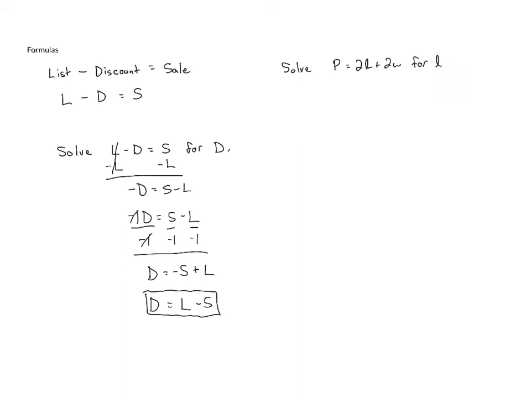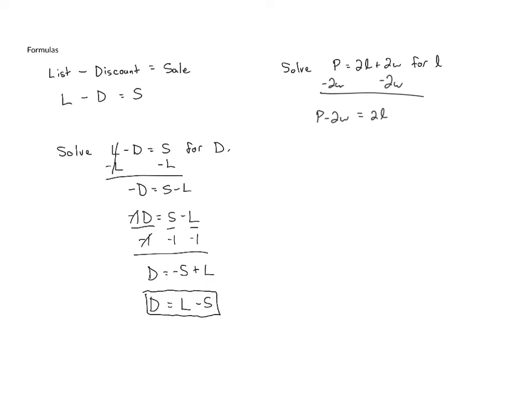To do that, we're going to want to get L by itself. We're going to want to solve for L. So let's get L alone. We've got this 2L term on the right. There's also the 2W term. We're going to want to get rid of that. So we're going to subtract 2W from both sides. If we do that, this leaves us with P minus 2W on the left. And on the right, it gives us 2L.